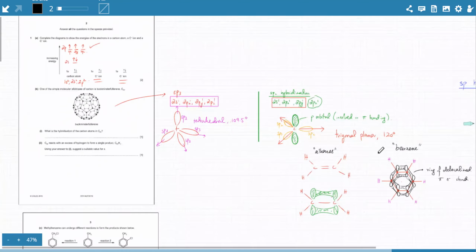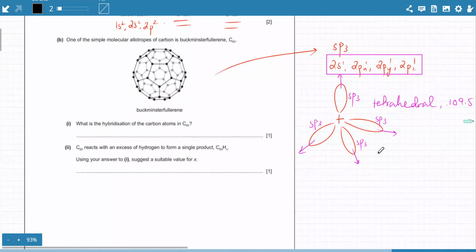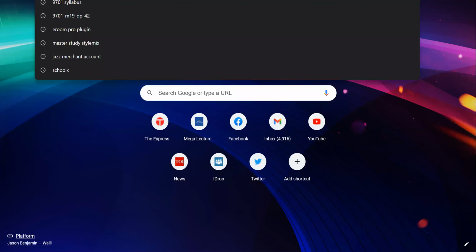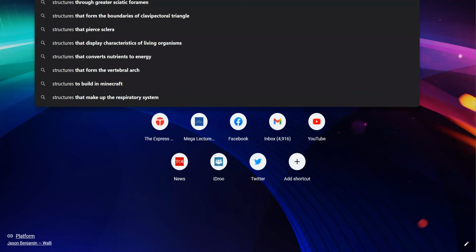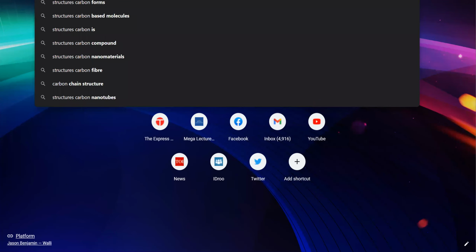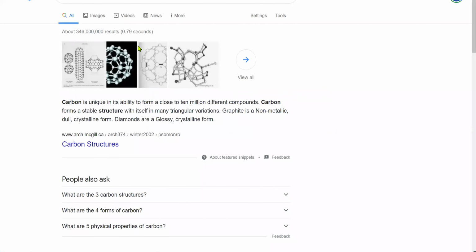As I'm moving on, we have to revise this. We have to revise the structures that are formed by carbon, not benzene. So, the structures that carbon forms, you should know all of them. So we're going to go one by one.